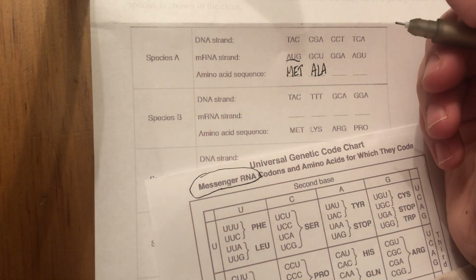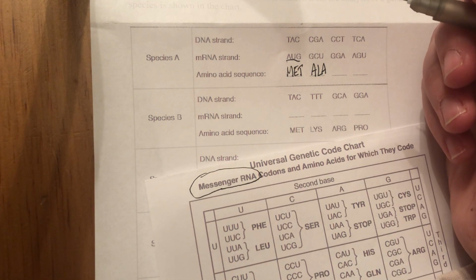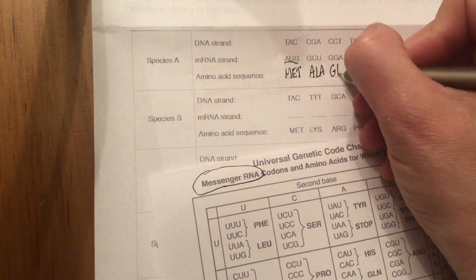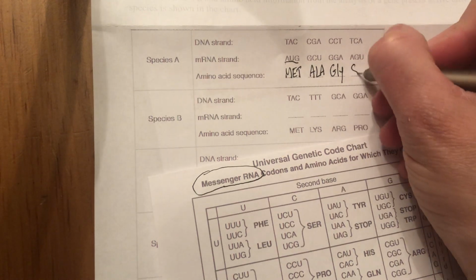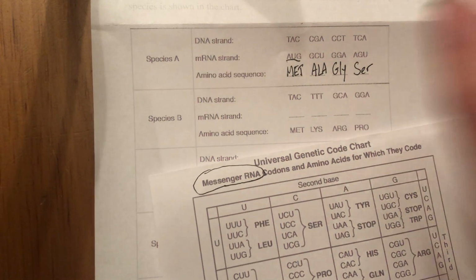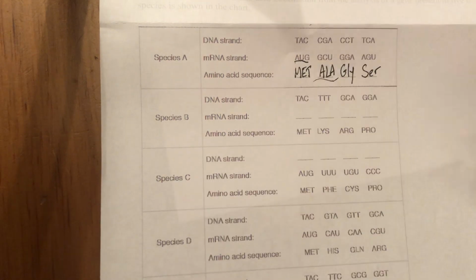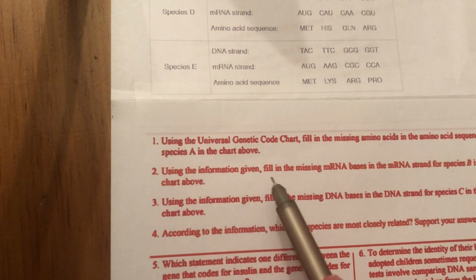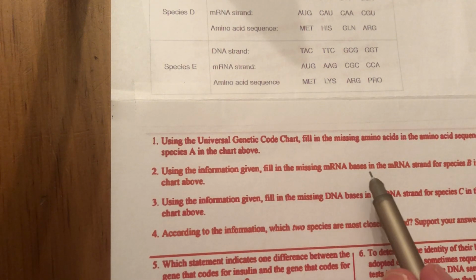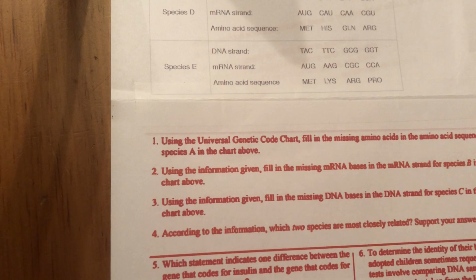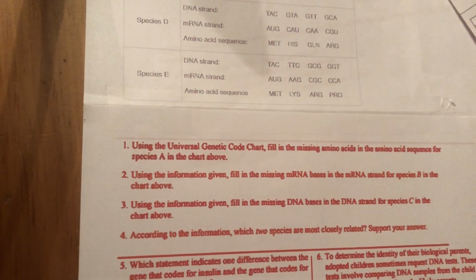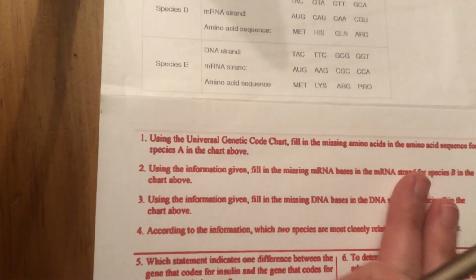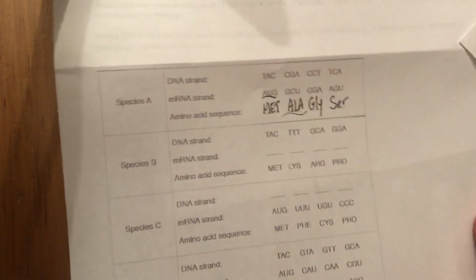All right, and then if we continue down the line, we're going to end up with glycine, and we're going to end up with serine, and that's 1 point for that question. Okay, next question is, use the information given, fill in the missing mRNA bases in the mRNA strand for species B in the chart. All right, let's go to the chart. Species B.